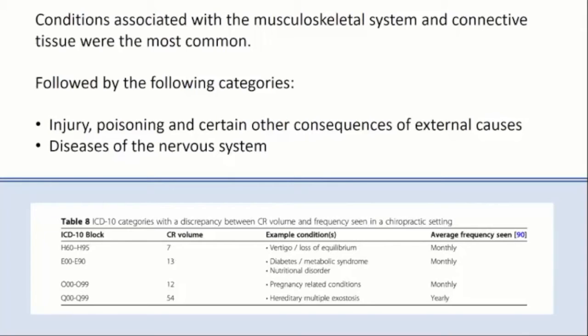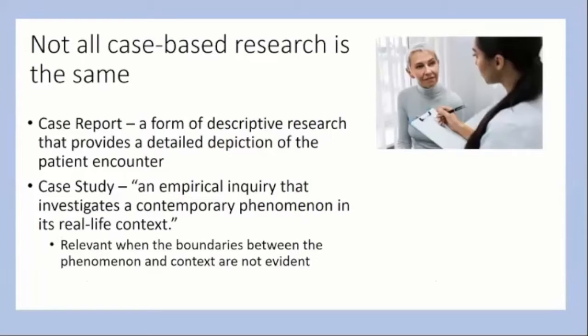And then on the flip side of that, hereditary multiple exostosis, rare. A chiropractor may only see 1 case a year, but yet there were 54 case reports. So again, it's a call to action for you as chiropractors to start to share this information.